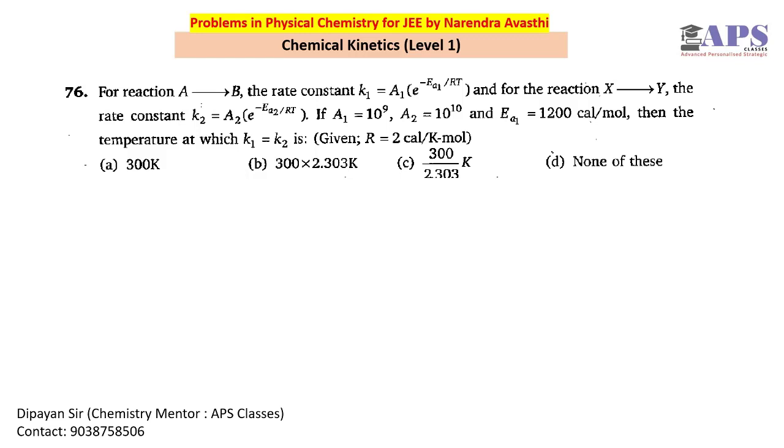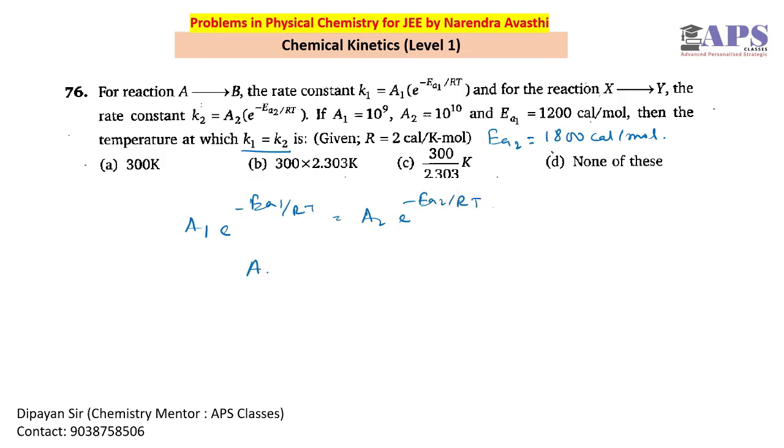For question number 76, this is an old version of the book, that's why there is a mistake in this question. In the new version, it is clearly written that the activation energy for the second reaction is 1800 calorie per mole. Now the rate constants are the same, k1 equal to k2, so A1 e to the power minus EA1 divided by RT equal to A2 e to the power minus EA2 divided by RT.